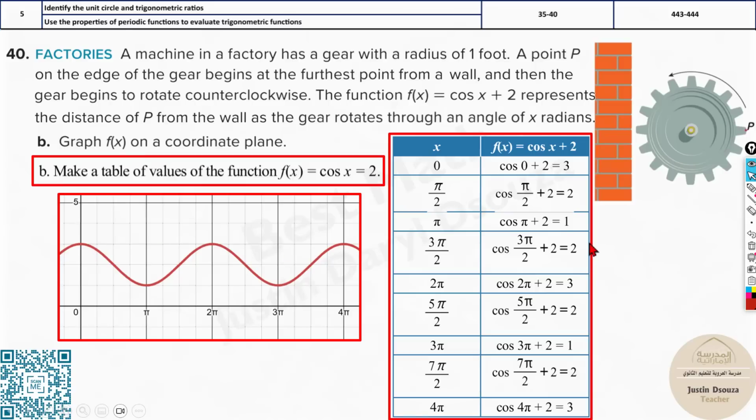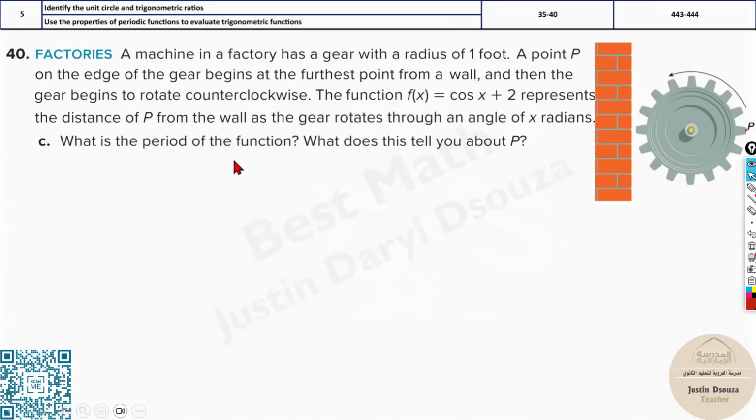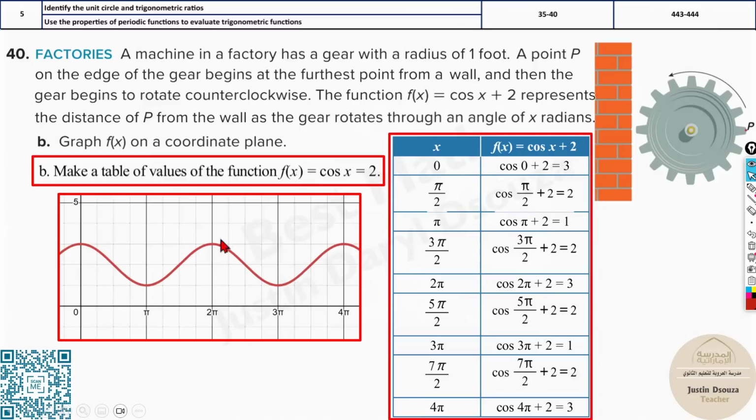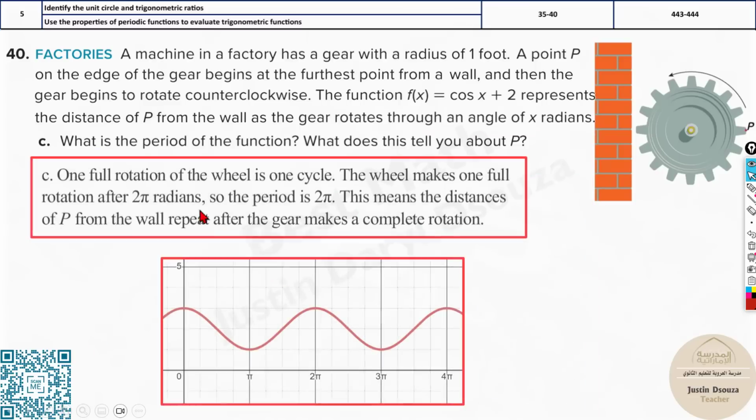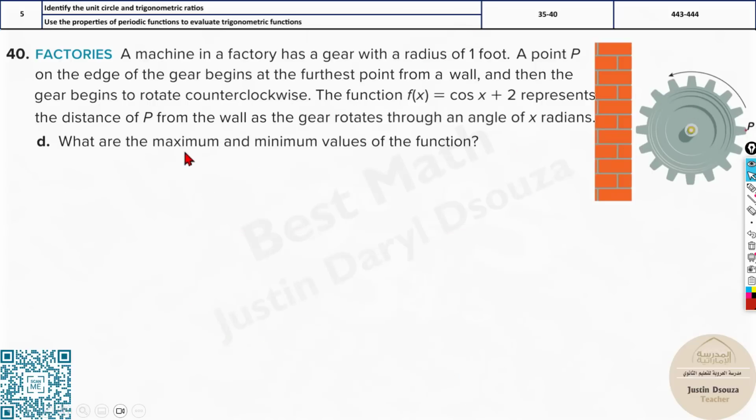And what is the period of the function? Now the period of the function is basically 2 pi. See in this graph we have, right? It's how much? 2 pi. After this again it repeats, keeps on repeating. So the period is 2 pi. And what does it tell you about P? That's the distance from the wall, so it keeps on changing. The distance keeps on changing, and once it finishes 1 period, then it repeats itself. That is what it says.